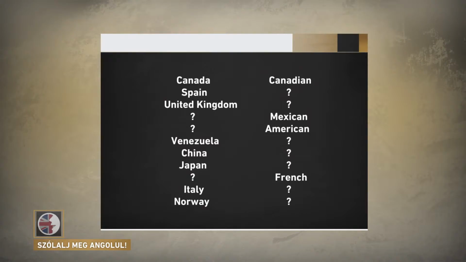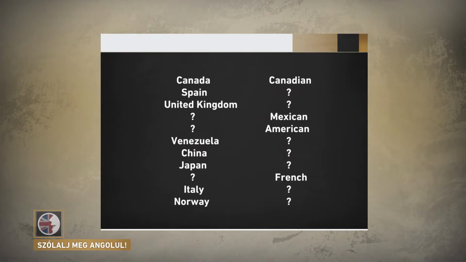Now, do you remember our last lesson, lesson 13? In lesson 13, we learned the names of some countries and the nationalities for those countries. So, let's see some of the names from last lesson and some new names. Okay, so Canada is the country and the nationality is Canadian. Easy. Spain is the country and the nationality is Spanish. The United Kingdom is the country and the nationality is British.